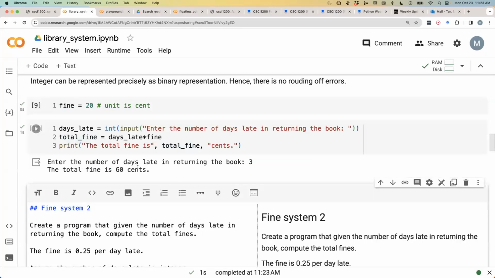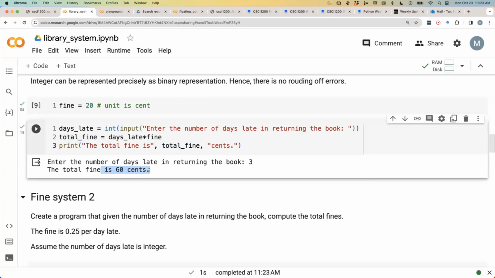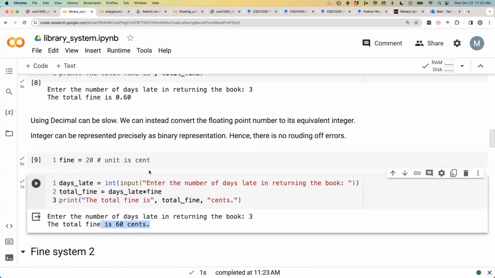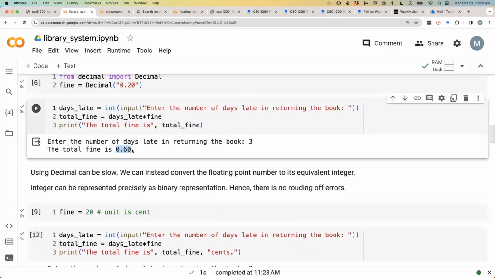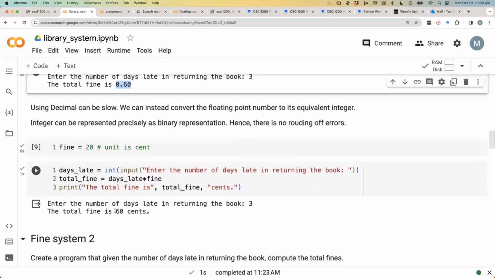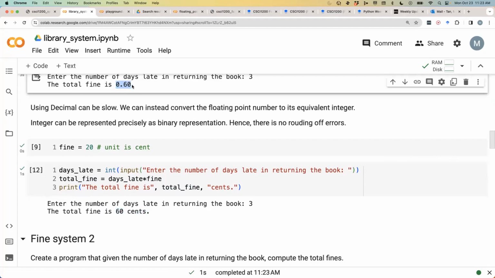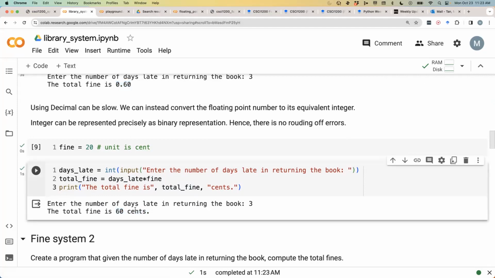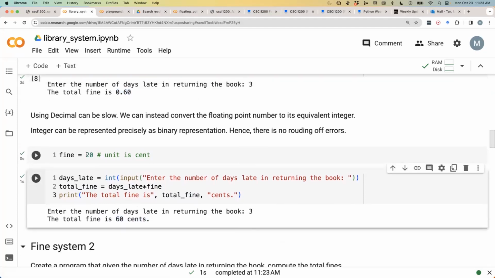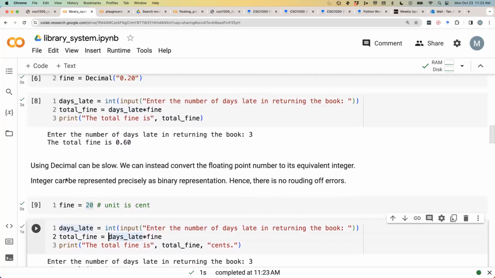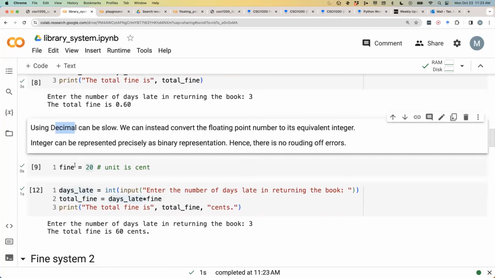So let's try. Now the total fine is 60 cents. So it's equivalent. We have 0.6 as dollars, and here we have 60 cents. So they are equivalent. $0.6 is equivalent to 60 cents. And here, by using int, I don't have to worry about a rounding off error, and I don't have to use a decimal because it's slow. All right.